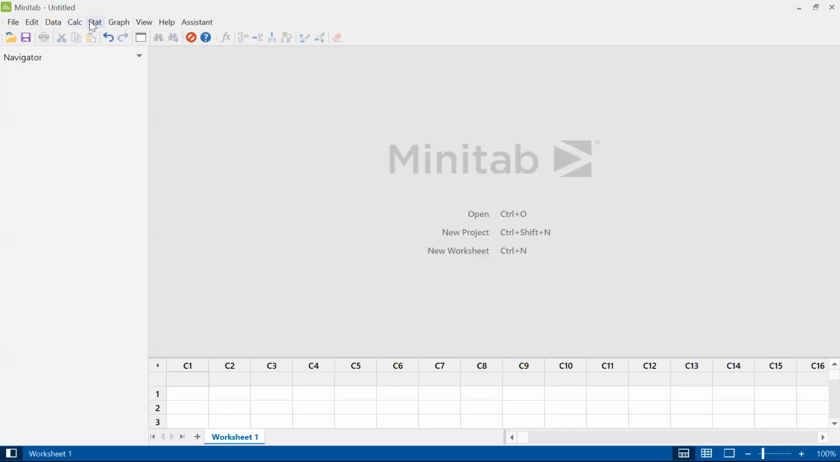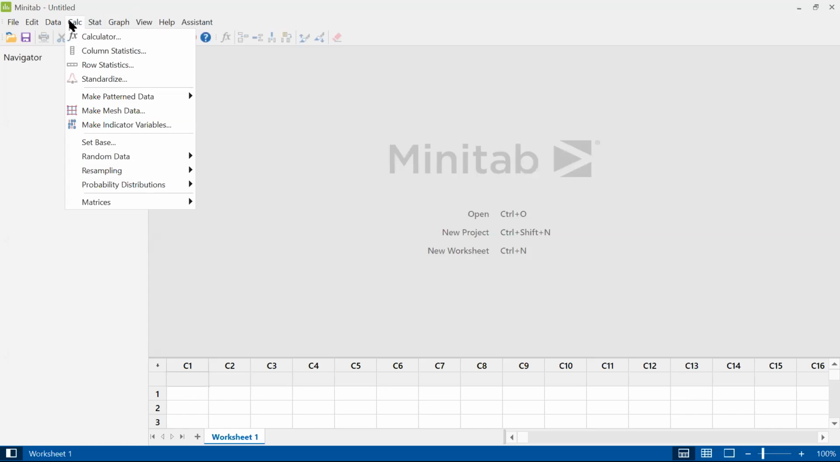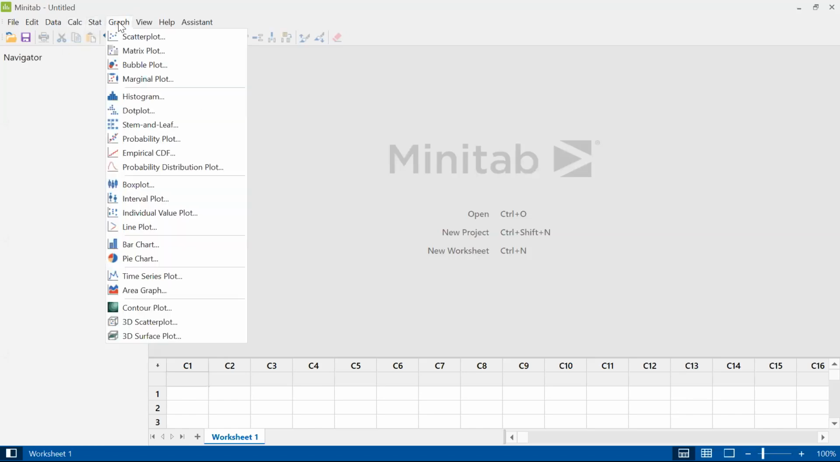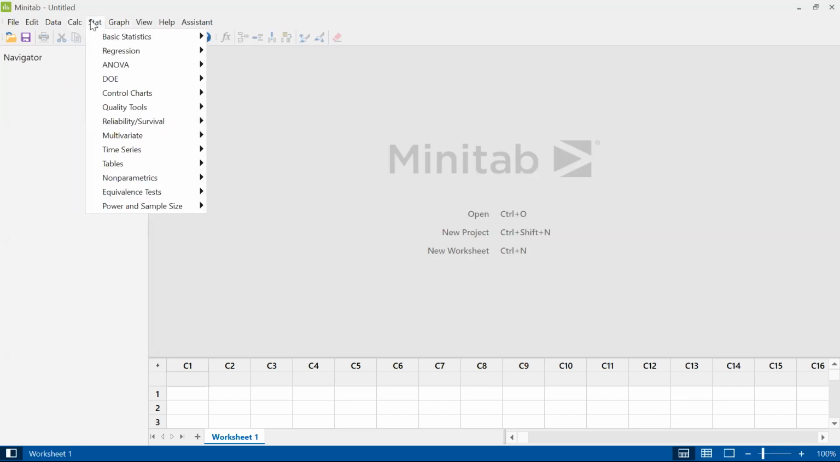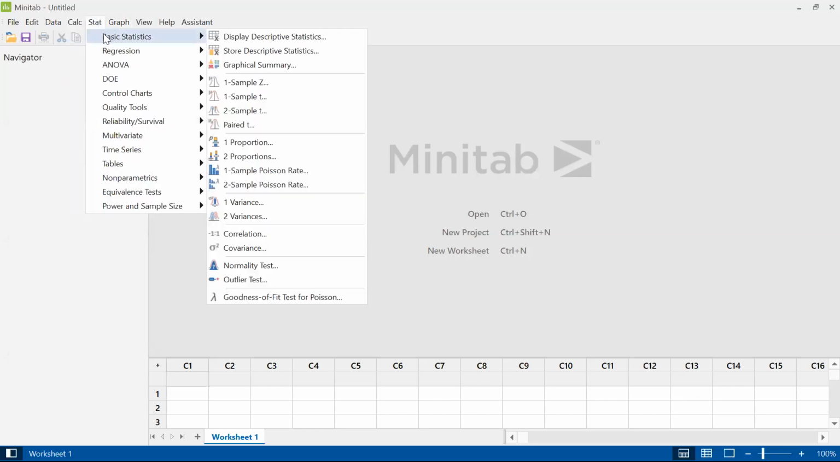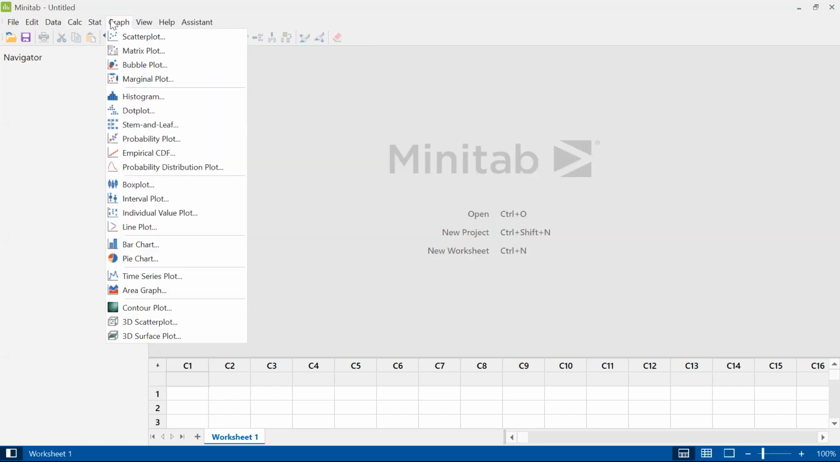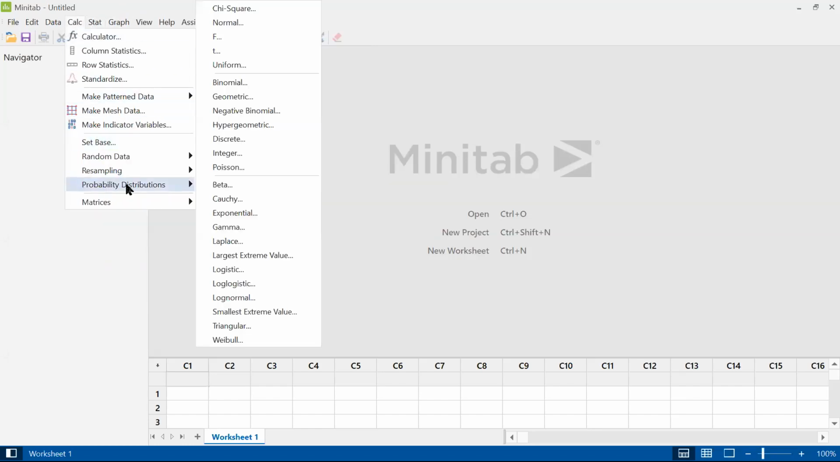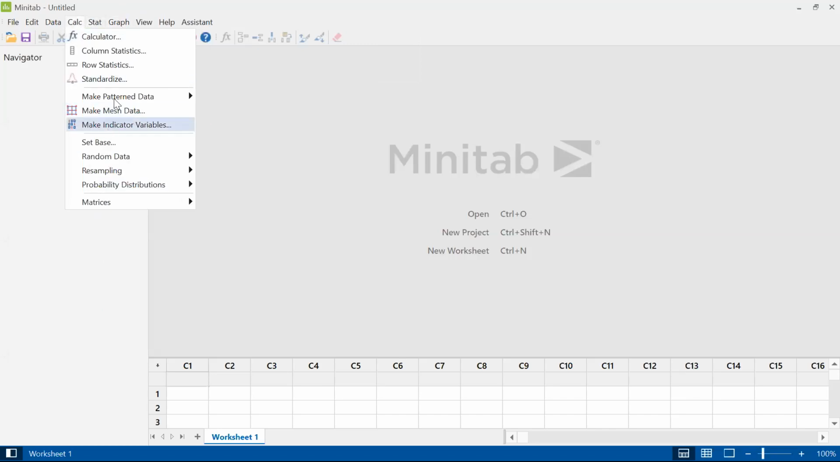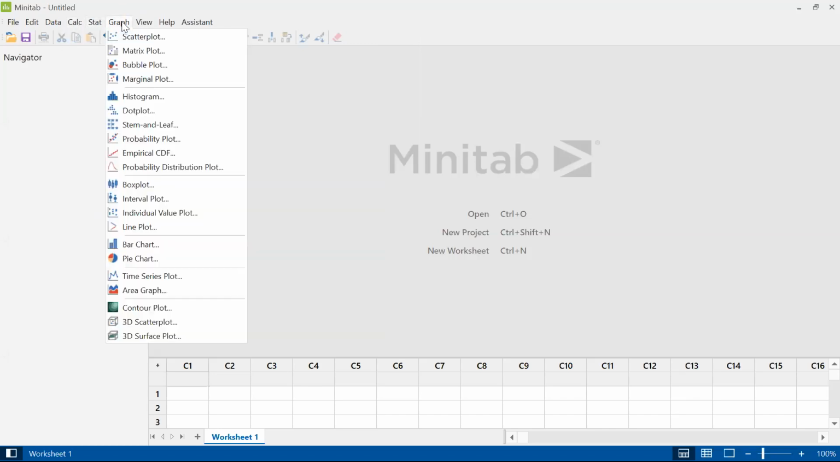So it's been a while since I've done one of these. It was under Graph that we did it. Lately we've been doing Basic Statistics to do the confidence intervals and hypothesis tests. But back with normal distribution, you could either do it with Calc, Probability Distributions, Normal. I didn't like that way, so usually I did it with Graph instead so that it would draw the bell curve. So that was under Graph, Probability Distribution Plot.